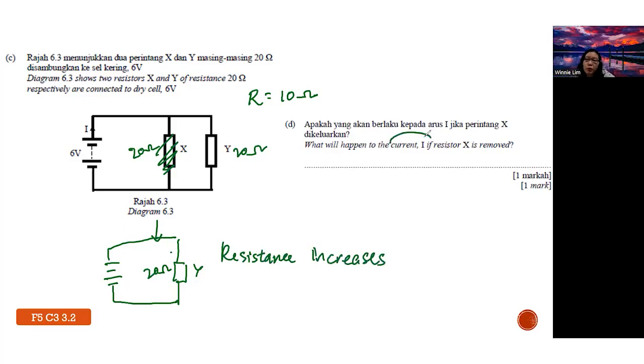Then what happened to the current? Okay, so the relationship between current and resistance, they are actually inversely proportional. R is inversely proportional to current, which means if your resistance is high, your current has to be less, because resistance is the opposition of the flow of electrons. So the answer, very direct, 1 mark. They didn't ask you to explain also.